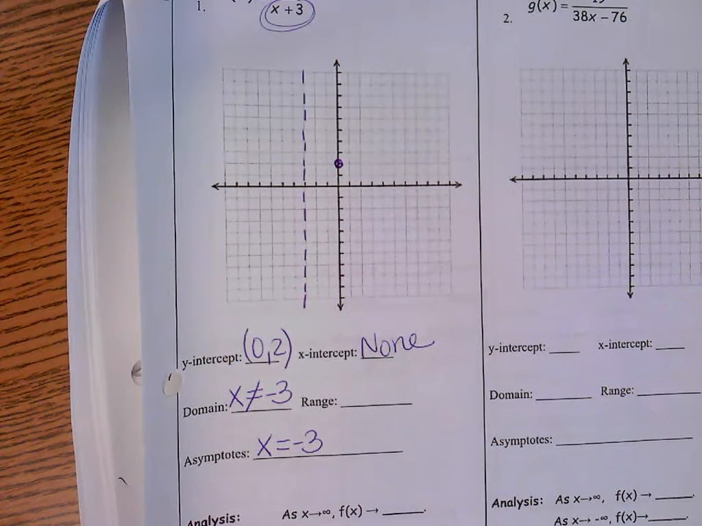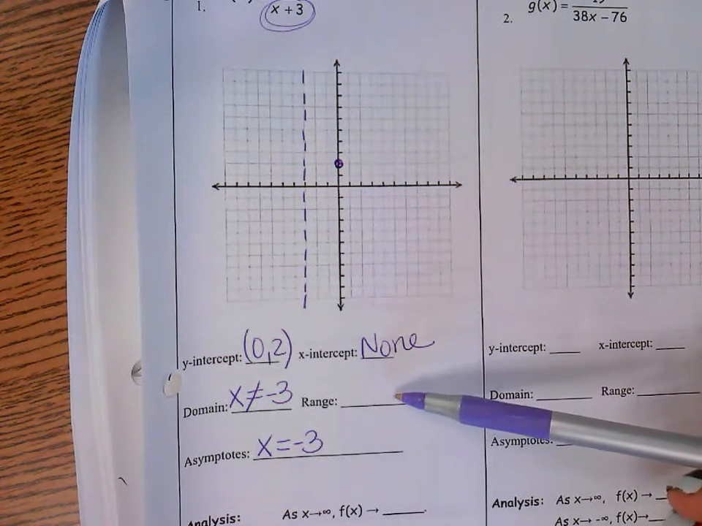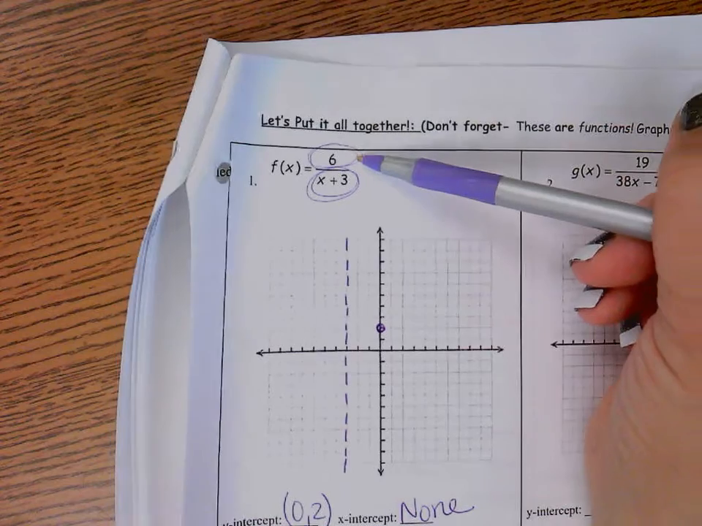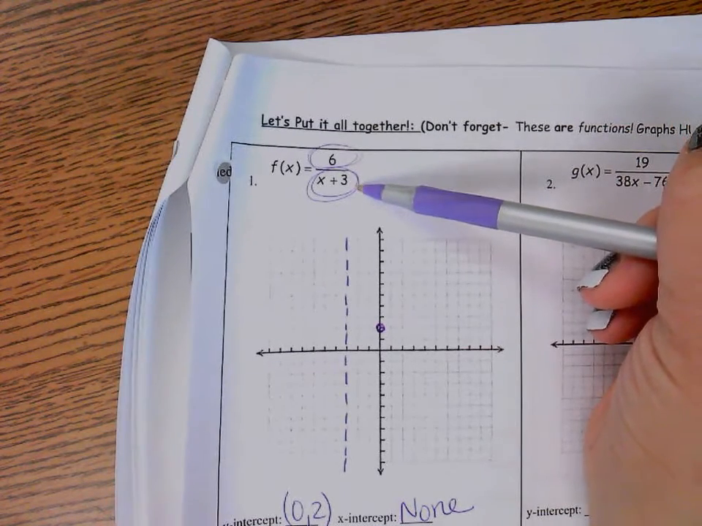So I've done 3 out of the 4 steps. My 2 intercepts and my vertical asymptote. I'm skipping the range until I do my last piece here. All right, so now I compare the degree of the numerator with the degree of the denominator and who wins in a fight.